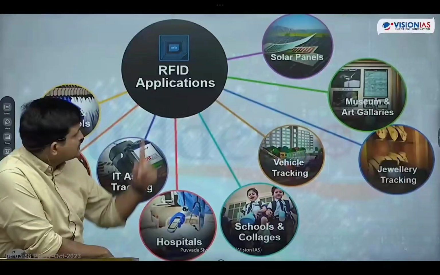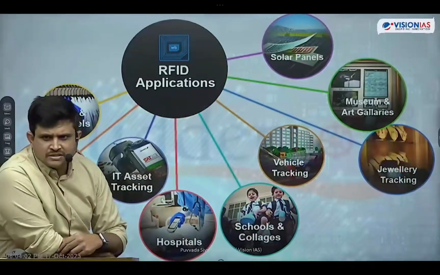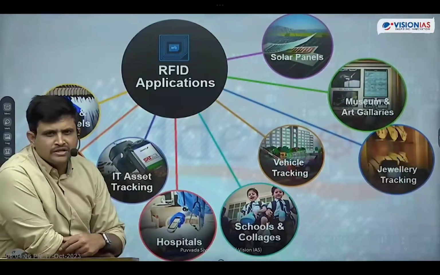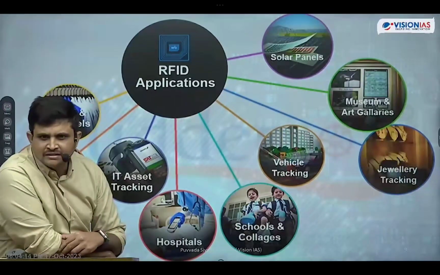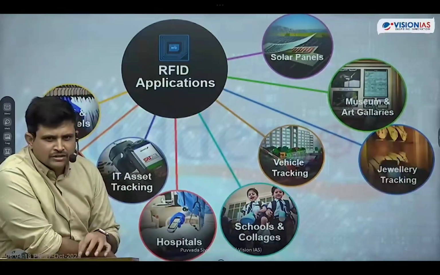Next one is textile industries, textile shopping. When you purchase these textiles, they will remove the tag and give it to you. If you try to leave without paying the bill, and you cross the main door, alarms will start making sounds. What is the meaning of that? You are stealing that particular product.